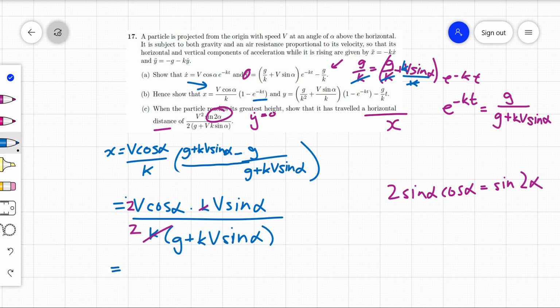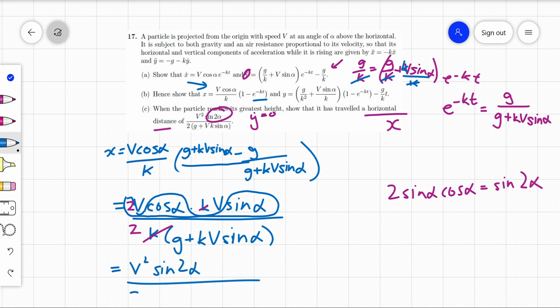All right, so I'm using that 2 and the sine alpha and the cos part to get the sine 2 alpha, and the only part left is v squared. So I've got v squared sine 2 alpha, and on the bottom we've got 2 times g plus kv sine alpha, which is what we wanted. All right, so that's there. So that one's just lots of algebra, so a good one to practice.